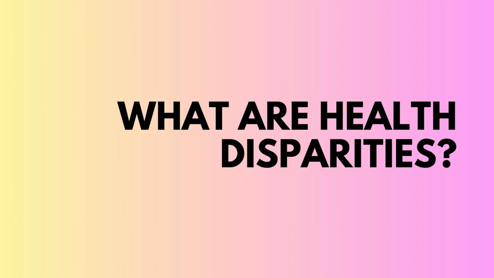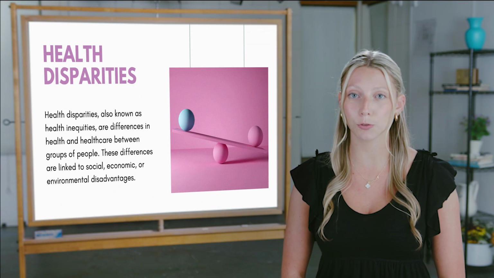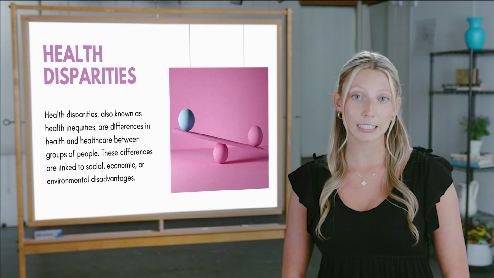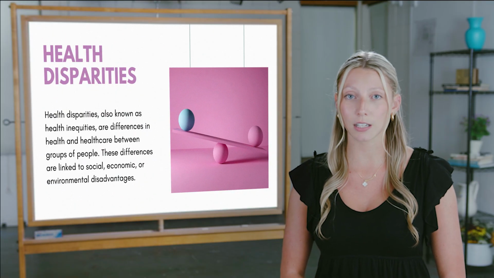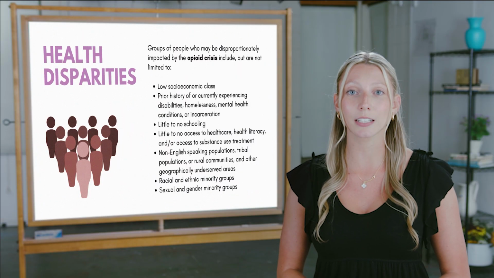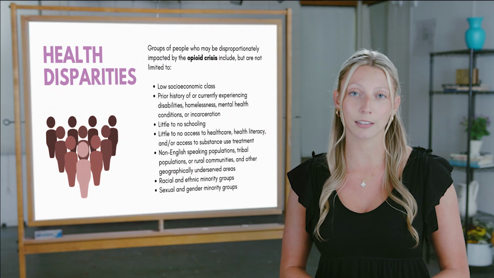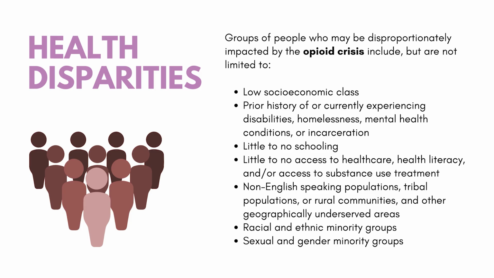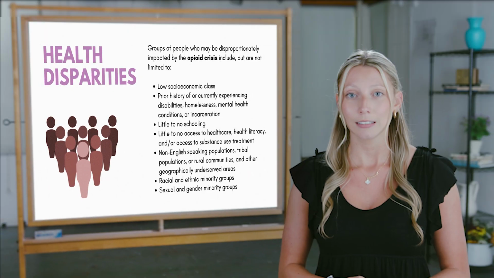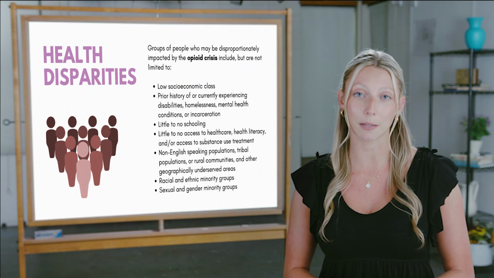What are health disparities? Health disparities are differences in health and healthcare between groups of people. These differences can be linked to social, economic, or environmental disadvantages. Put more simply, health disparities are when one group of people experience a health condition at a greater rate than the general population. As it relates to the opioid epidemic, there are a multitude of communities that have been disproportionately impacted. Here are some of the communities impacted at greater rates by the opioid epidemic.